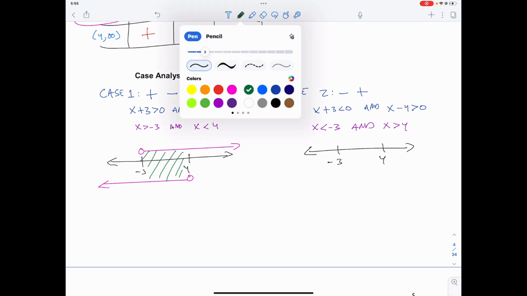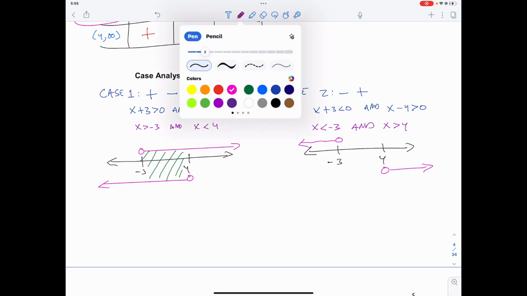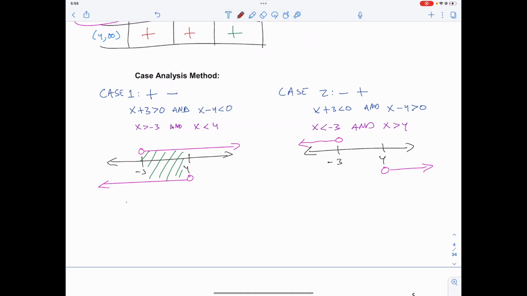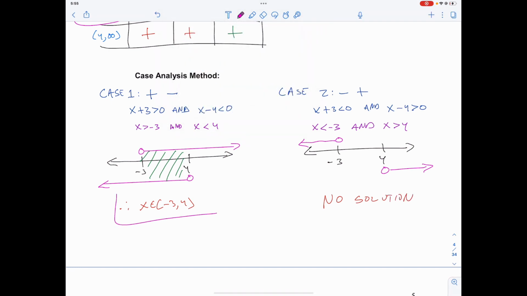In the other case, I'm going to take when x is less than negative 3, when x is greater than 4. And when is this true? Well, they never overlap. So in one case, I have it where x is an element of negative 3 and 4. In the other case, I have no solution region, which means that that is the only possible solution region, which we already found with our previous examples.